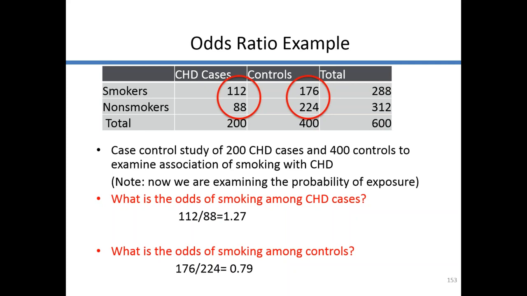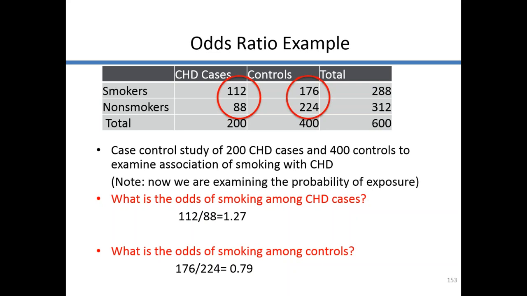So think of it in terms of going down the case column and the control column. Now, what are the odds that a case smokes? Don't even look at the formula. Don't even look at the answer. Just ask yourself, well, 112 cases smoke and 88 of them do not smoke. So what's your first guess as to what the odds are that a case smokes? It's the odds of exposure. Yeah, first guess, 112 over 88. And that's what that fancy formula was saying in the last slide that we didn't dwell on. It's 1.27. That's the odds of smoking in the cases.